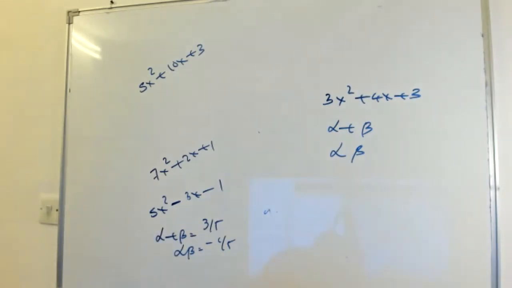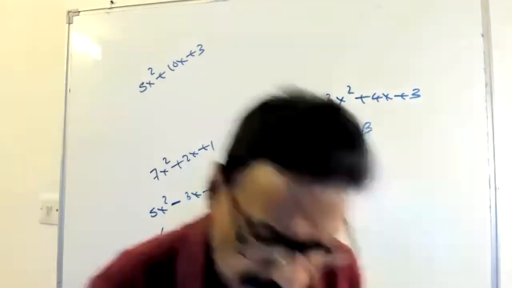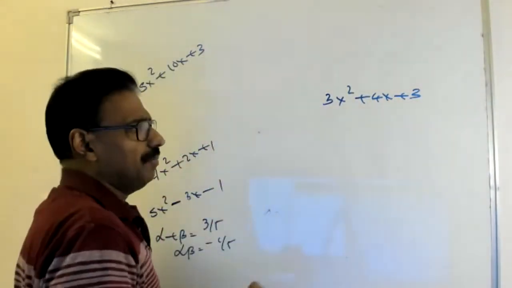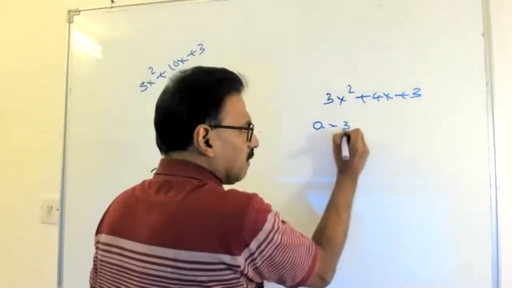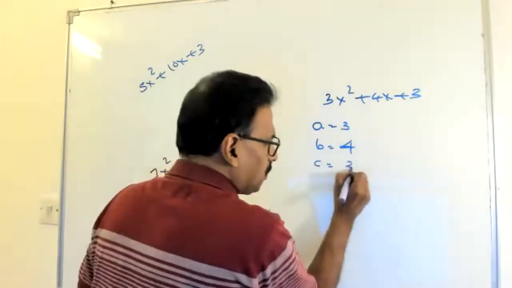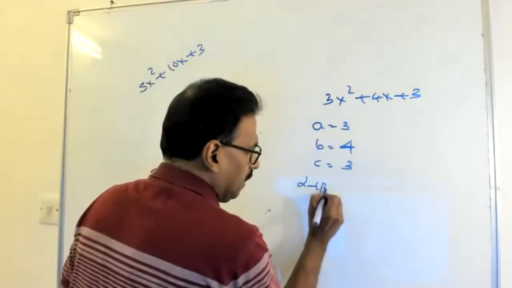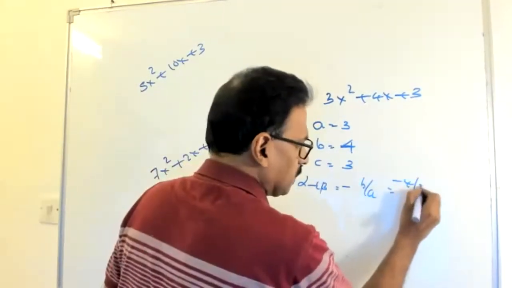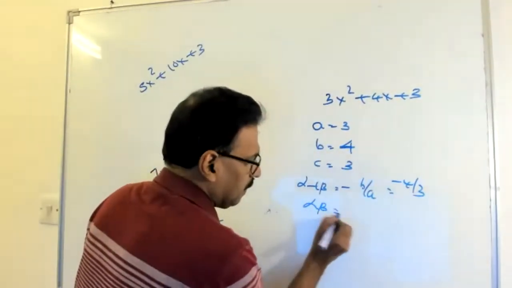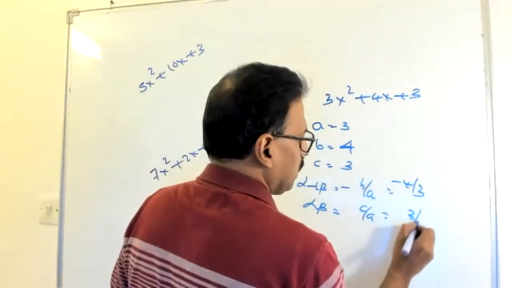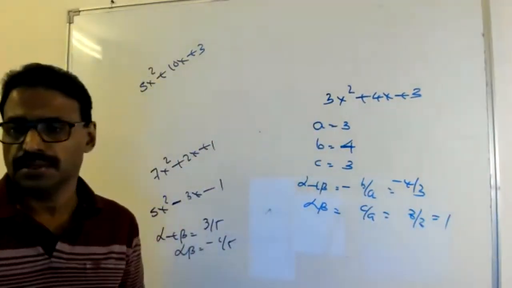If you're facing a problem, it's very simple. Look here: for the time being, we write a equal to 3, b equal to 4, c equal to 3. Then alpha plus beta is minus b by a, so that is minus 4 by 3. Alpha beta is c by a, that is 3 by 3 equal to 1. You can simplify and write. There is no issue.